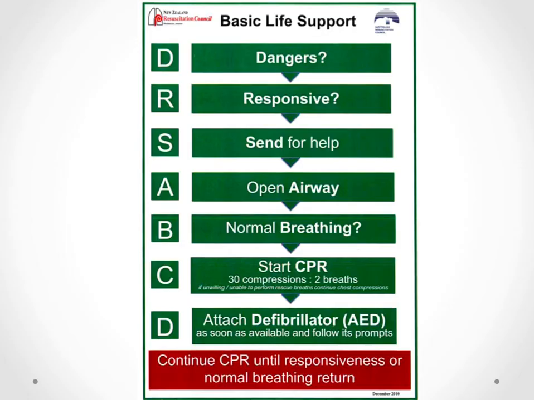This is the flowchart which is currently up to date as of December 2010 for basic life support, and we'll spend a little bit more time looking at this in the next few minutes. We start with dangers to yourself, dangers to any other rescuers, dangers to the victim or victims, and making sure that you keep people safe continuously. Checking for a response, sending for help, opening and assessing the airway, checking for breathing, starting chest compressions at a rate of 30 to 2, and attaching a defibrillator as soon as you can.